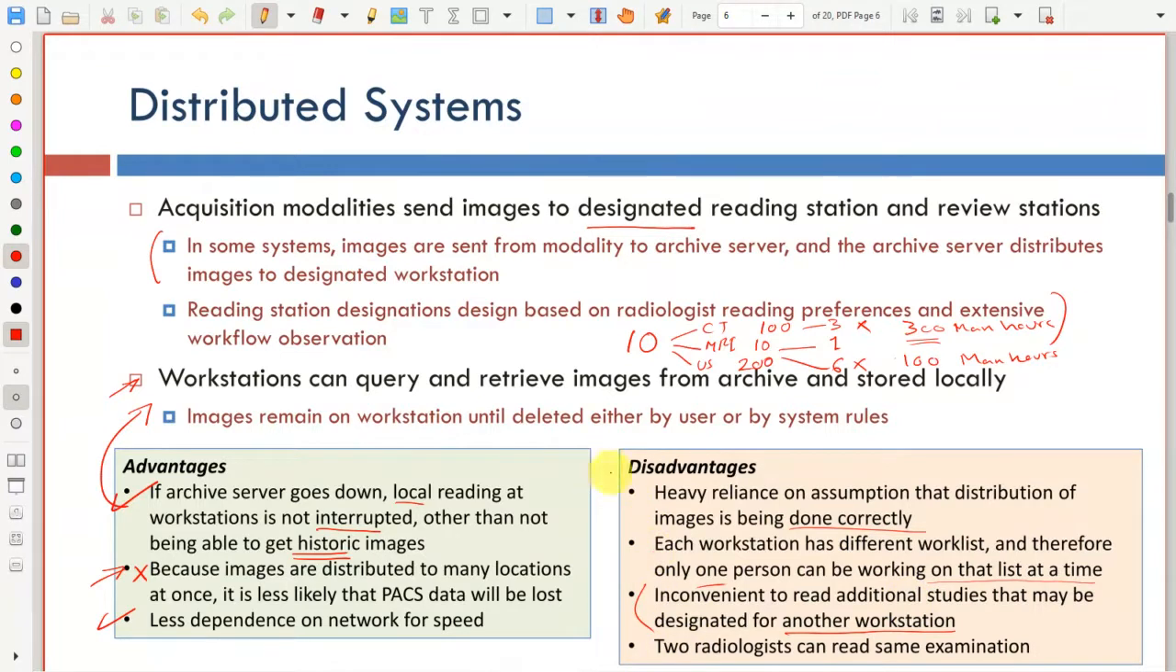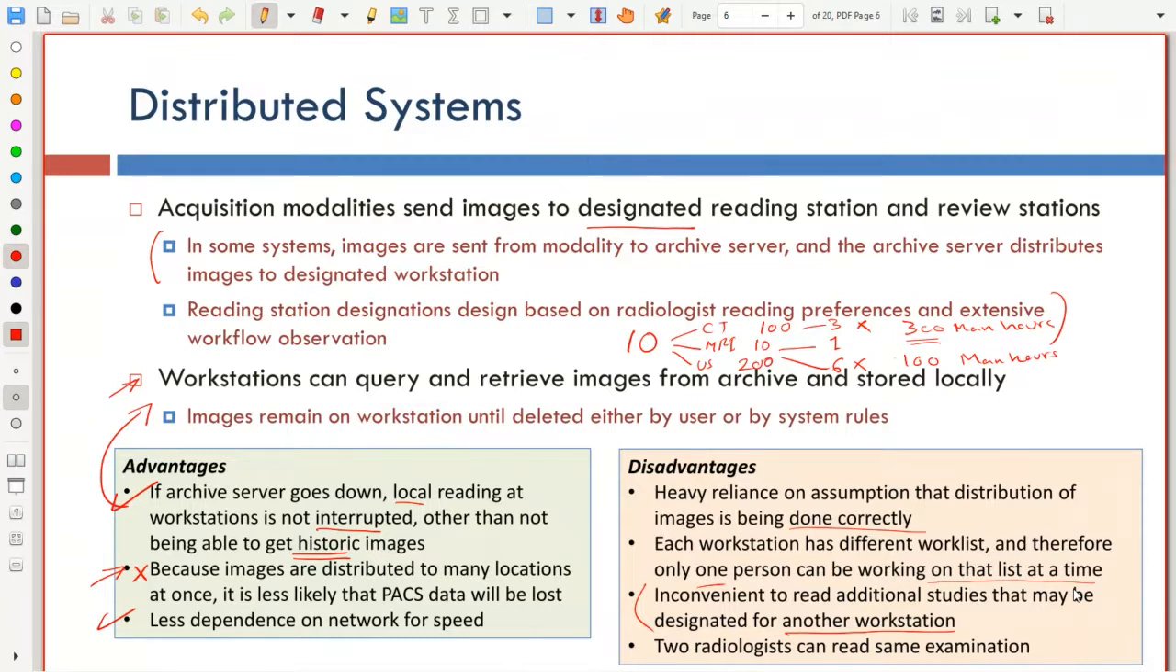And the thing that I was talking about here, actually, two radiologists can read the same examination because you don't have a central server. When you have a central server, you know exactly who is doing what. You have access to all the reading workstations. You know exactly what each one is requesting. You're sending the data for each one of them, the studies or the patient files. So you know exactly who is doing what. If somebody is trying to do something that somebody else is doing, you will tell him that there is somebody working on that case on workstation 5, for example.